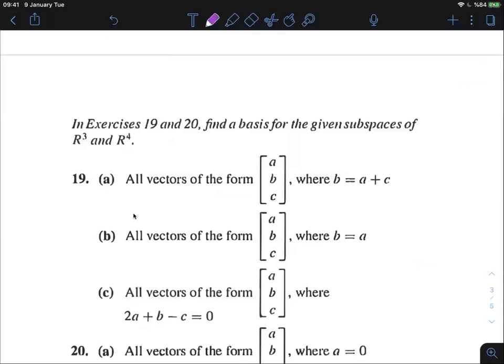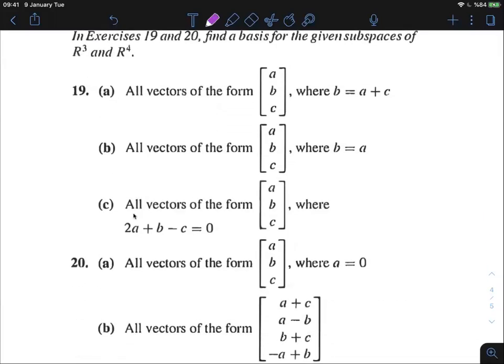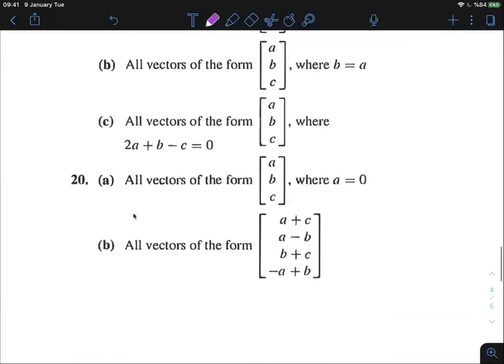Okay, let's continue. In exercises 19 and 20, find the basis for the given subspaces of R3 and R4. Okay, so let's do just some of them. Let's look at this last one, okay? So the question is find the basis for this subspace. So the subspace of all vectors of this form.